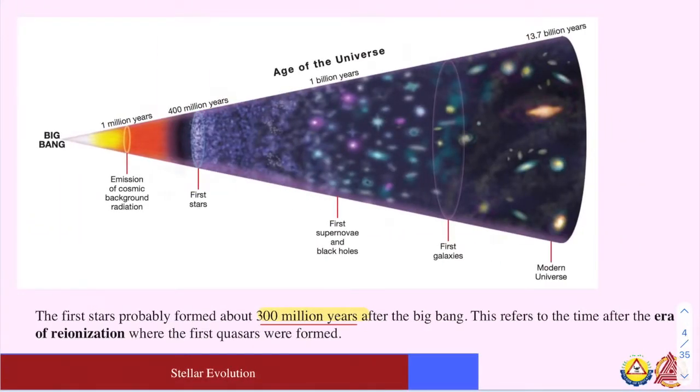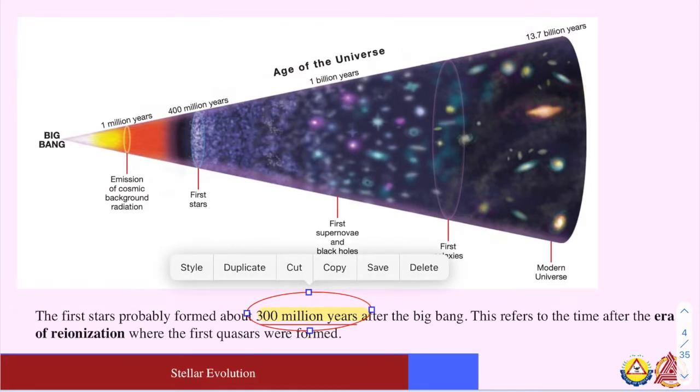Okay, now at this point, just to again situate our discussion in relation to our previous class, our discussion is situated about 300 million years after the Big Bang. So that is the era where your quasars were actually formed, and that is highly related or correlated with the birth of your stars.